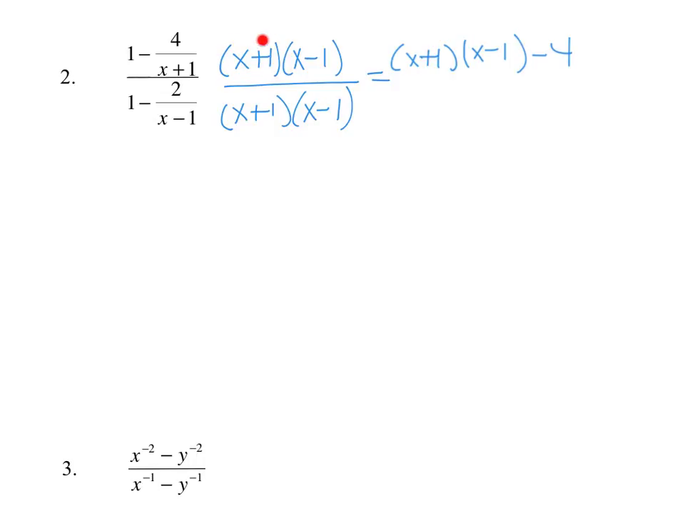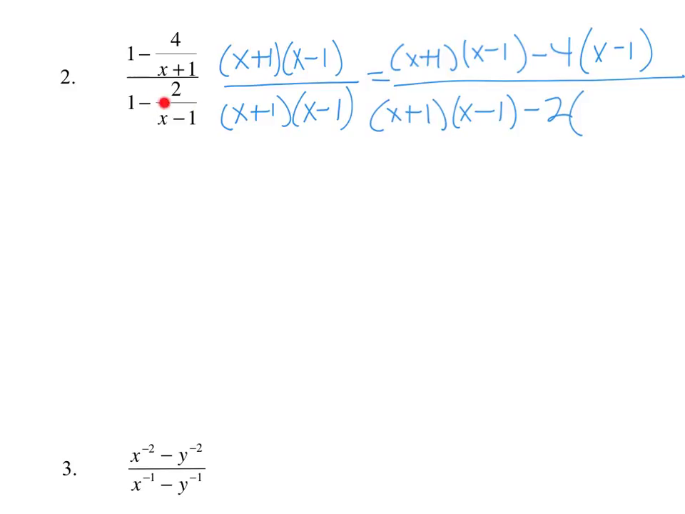But this x plus 1 is going to cancel with this x plus 1, and I'm just going to be left with x minus 1 on the top there. And then on the bottom, this guy right here, nothing cancels, so I'm going to get x plus 1, x minus 1, minus 2, and this x minus 1 is going to cancel with this x minus 1, so I'm left with x plus 1.